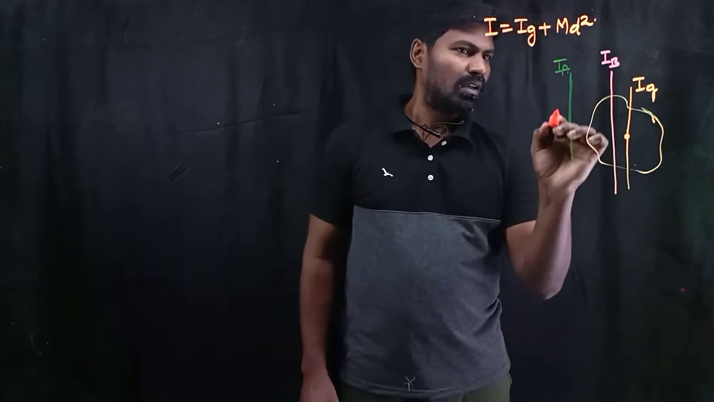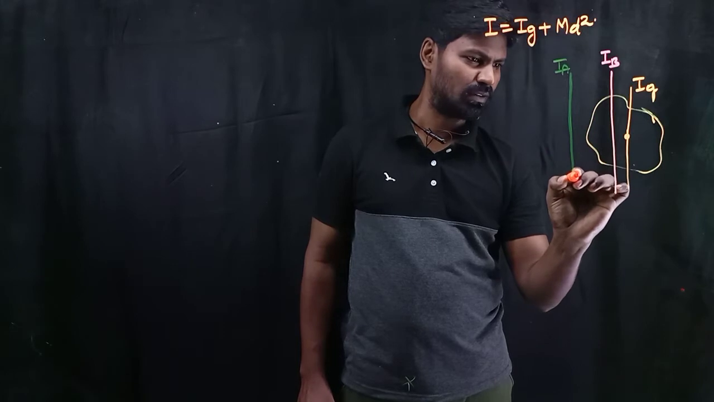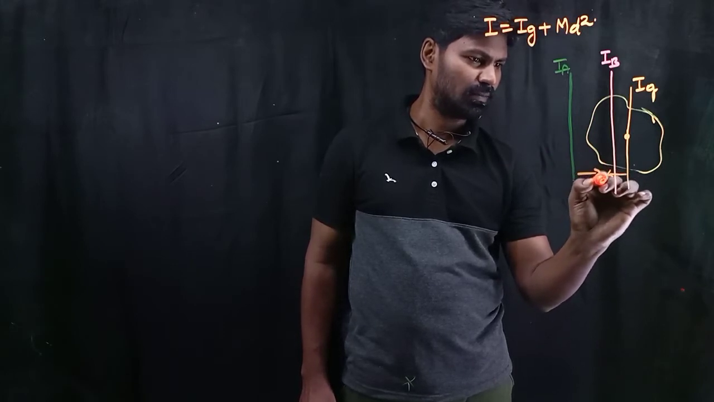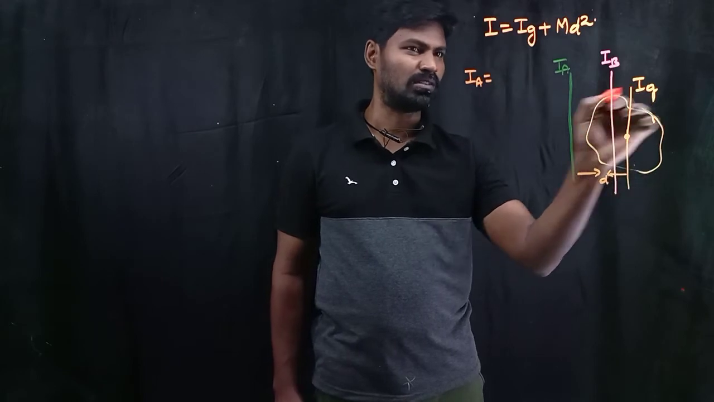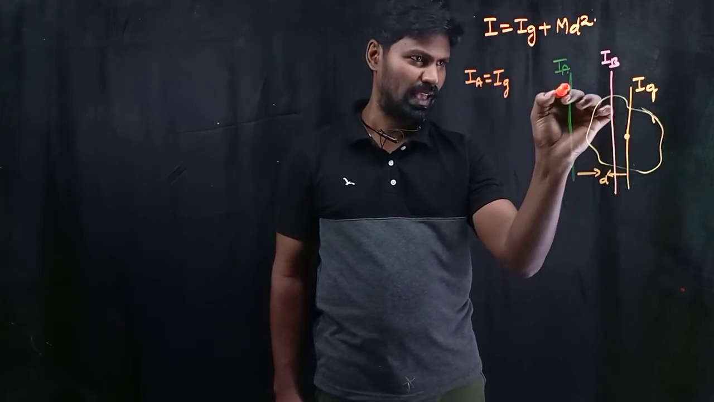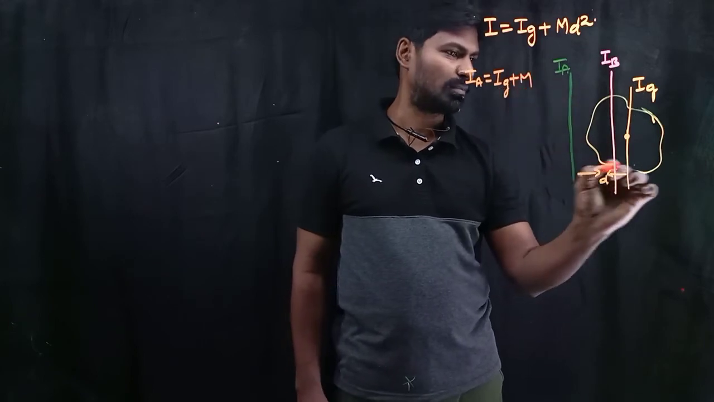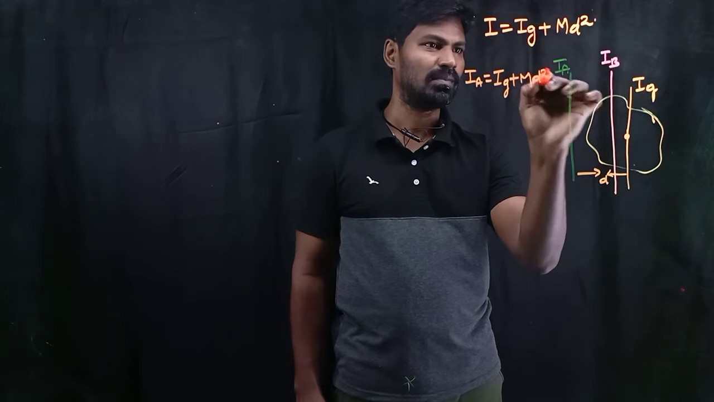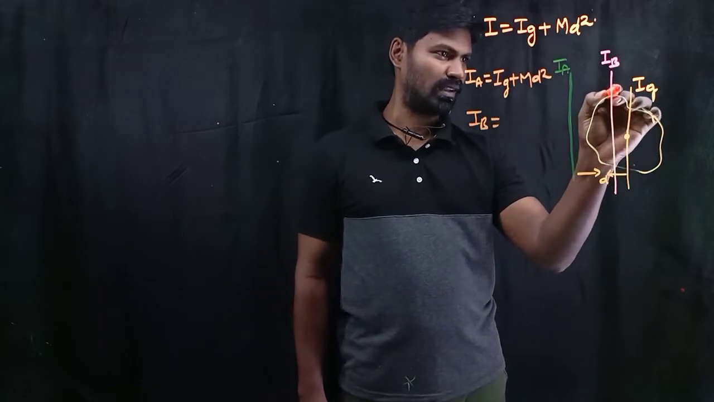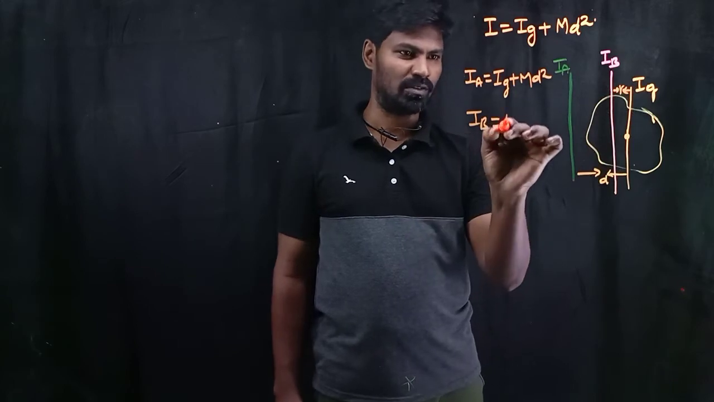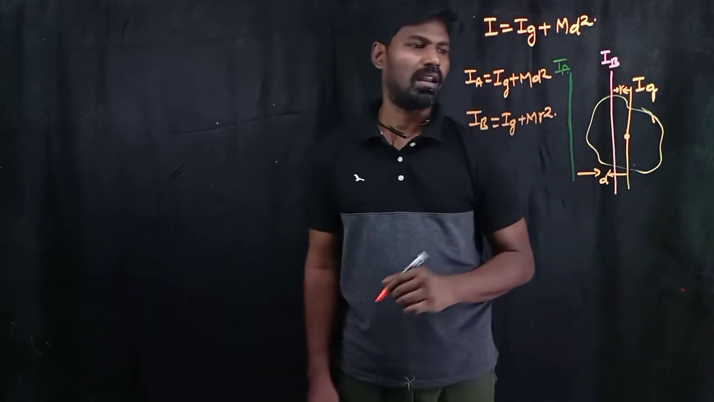So, if the distance between this Ia axis and Ig axis, which are parallel to each other, is d, then what can I write? Moment of inertia with respect to the axis Ia is equal to moment of inertia of this object with respect to Ig, which is parallel to this axis and passing through the center of gravity, plus mass of this whole object m into square of the separation between these two parallel axes, that is d square. Similarly, with respect to Ib, if I take the separation between these two axes as small r, Ib is equal to Ig plus m into r square. So this is what parallel axis theory is all about.